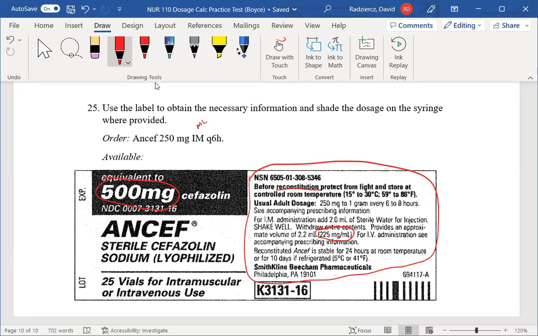And neither is the 2.2 milliliters. All that tells you is how much you have after you added liquid to the powder. The total volume came out to 2.2 milliliters, which makes sense because it was powder, then we added liquid, and now we have liquid and powder mixed. We have a solution. But what I care about is that 225 milligrams per milliliter. So I'm going to take my order.